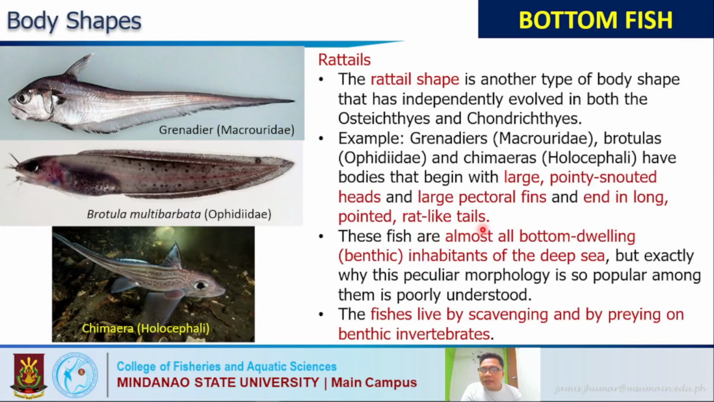And then here we have the rat tails. The rat tail shape is another type of body shape that has independently evolved in both Osteichthyes and Chondrichthyes. If you still remember, Osteichthyes are again the bony fishes and Chondrichthyes are the cartilaginous fishes. Examples of which are grenadiers and chimeras. They have bodies that begin with large pointy-snouted heads and large pectoral fins and end in long pointed rat-like tails. So again, these are the examples of rat tails.